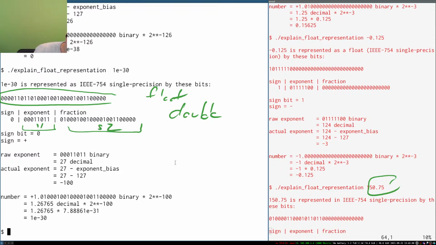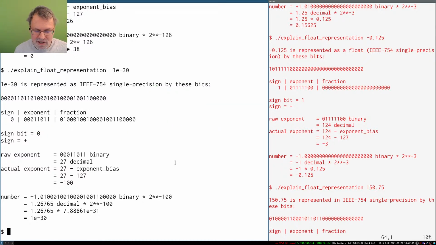If you go to a double, you get 3 more bits in the exponent, but you get 29 minus 32... no, you get almost 30 more bits in the fraction, which can save you from a lot of mistakes. All right, let's go. I've got some more programs to show you.